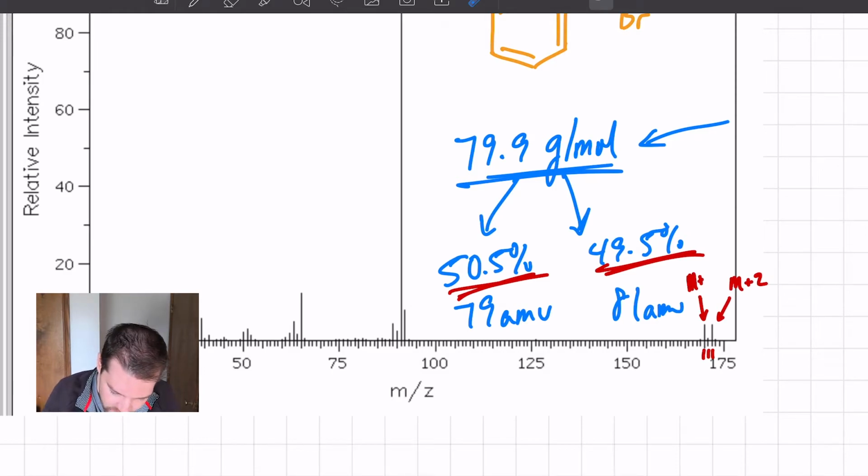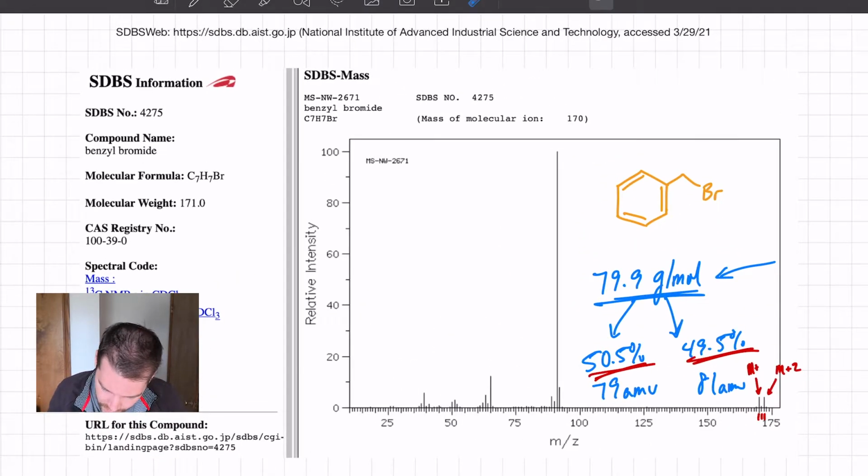Anyway, that is what makes compounds with a bromine unique. When you look down here, we'll see there's an M plus and an M plus 2, and those peaks are roughly equal. That indicates we have a bromine present, okay? So not only do you get the mass of this thing, which here is 170, we also learn that there is a bromine present within this compound.